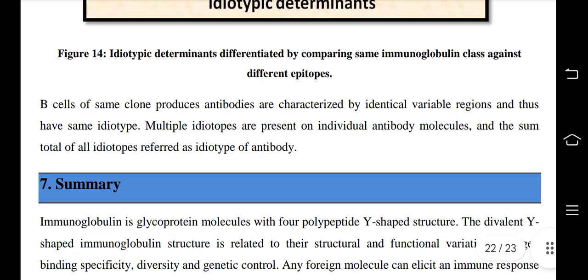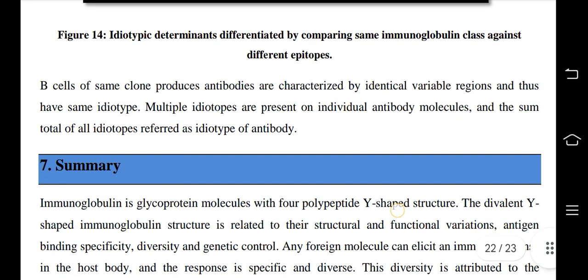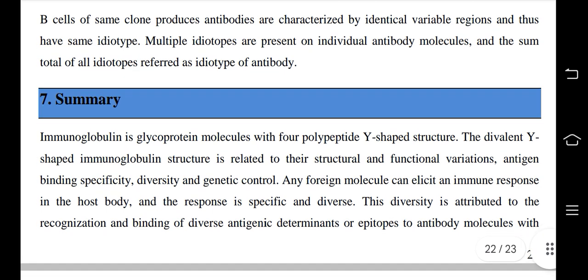B cells of the same clone produce antibodies that are recognized by identical variable regions and thus have the same idiotype. Multiple idiotypes are present on individual antibody molecules, and the sum total of all idiotypes is referred to as the idiotype of the antibody. Summary: immunoglobulin is a glycoprotein molecule with a 4 polypeptide Y-shaped structure. The divalent Y-shaped immunoglobulin structure is related to their structural and functional variations, antigen binding specificity, diversity, and genetic control.